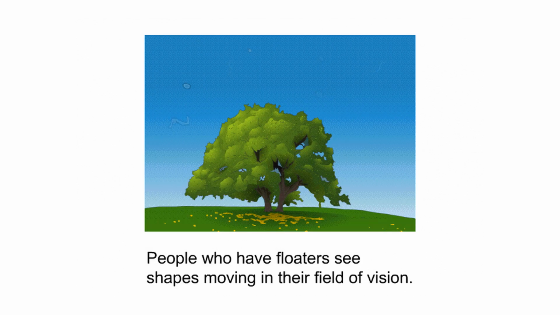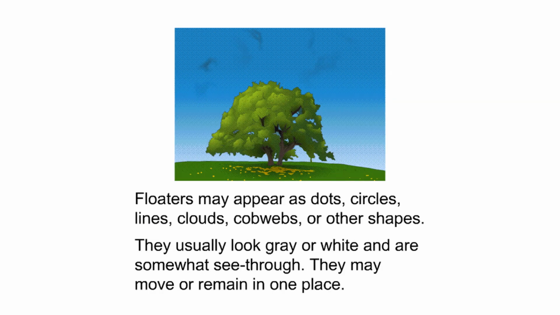Symptoms. People who have floaters see shapes moving in their field of vision. Floaters may appear as dots, circles, lines, clouds, cobwebs, or other shapes. They usually look gray or white and are somewhat see-through. They may move or remain in one place.